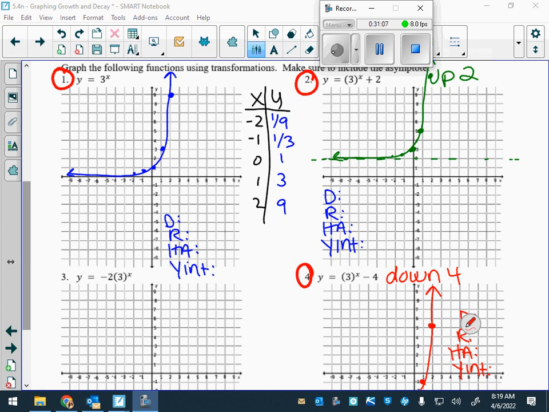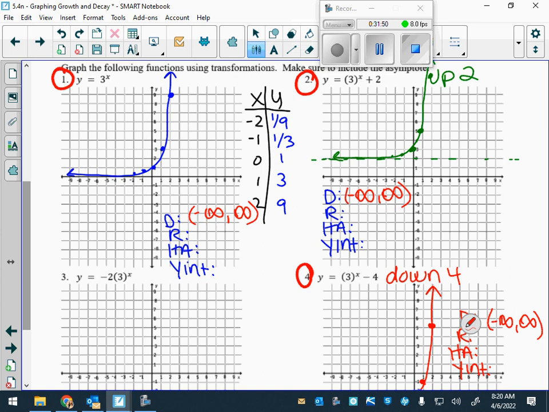Okay, let's go through these. Some of you are probably just finishing up, which is fine. Okay, if we look at number 1, this would be considered a parent function, okay, that we're always referring back to. This is what we should have gotten based on our table of values. Okay, so we're going to go through domain, range, horizontal asymptote, and y-intercept for all. Okay, what is our domain for all 3 of these? Yeah, Mia. Good. For all 3, good.